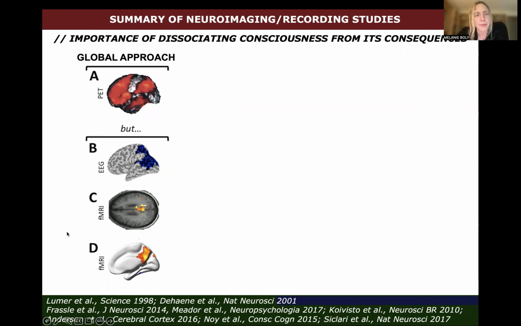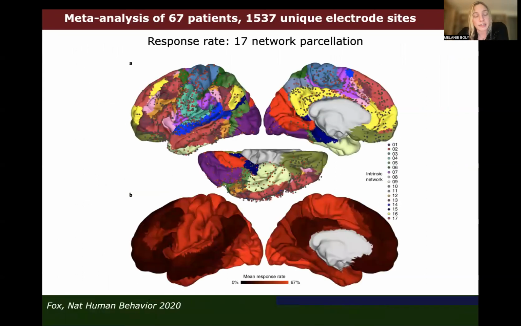What about the NCC for content? Well, again, there's a bunch of studies that have been going on, but I'll show you two types that are, to me, particularly interesting. So there is a recent review of more than 90 patient cases by Fox and Parvizi in Nature Human Behavior, showing that there is actually an asymmetry. Not every area is most involved in consciousness.